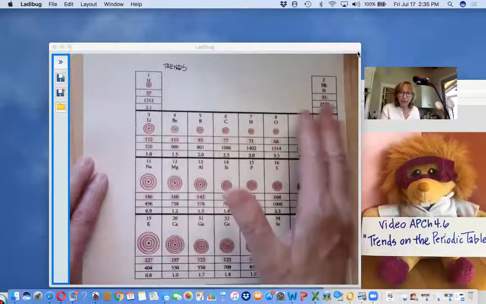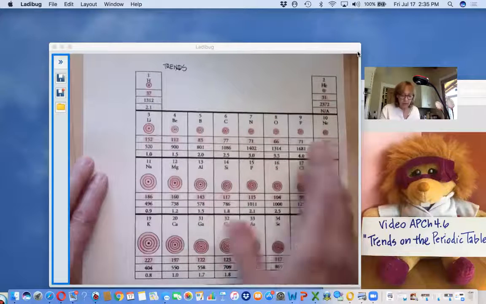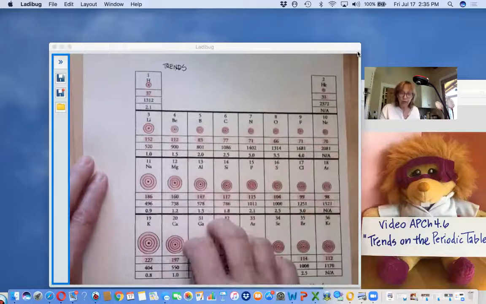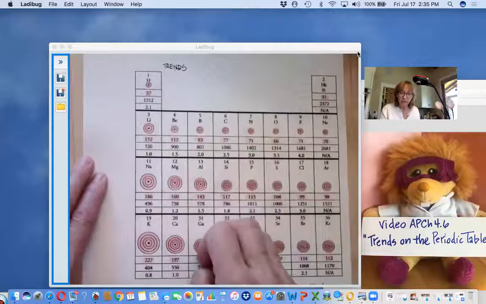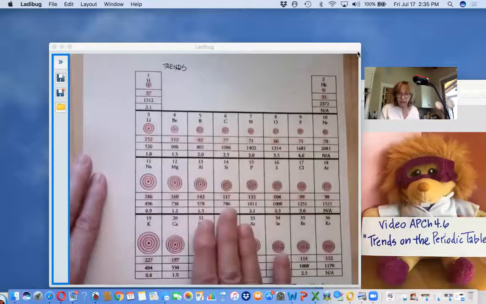And by the way, this periodic table looks a little different than most. It's not a full periodic table. In fact, the transition metals have been removed just for simplicity's sake.